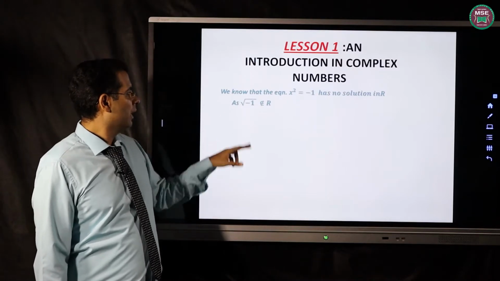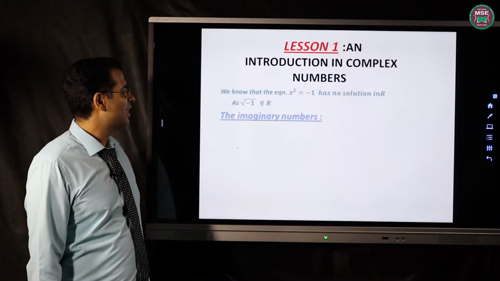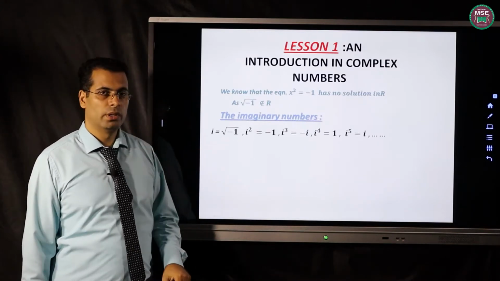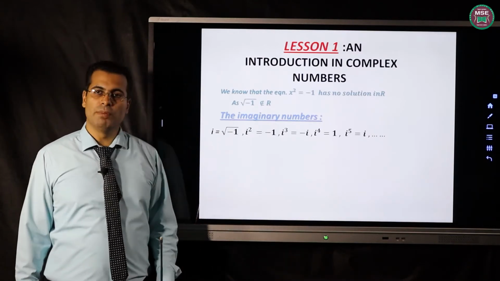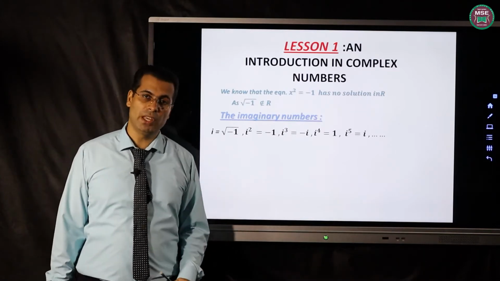Therefore, root negative 1 is denoted by i. i is the imaginary number. The imaginary number is i equals root negative 1. Therefore, i power 2 equals root negative 1 times itself, which gives me negative 1. This is the first time an even power gives me a negative.